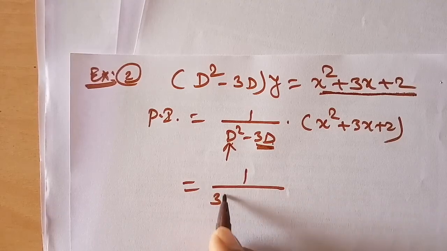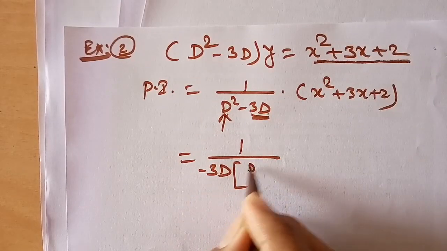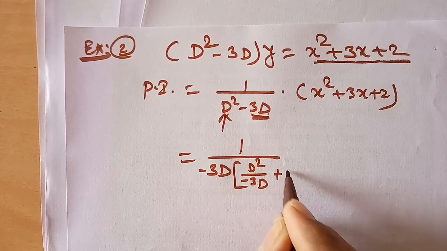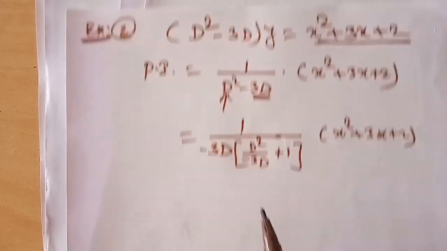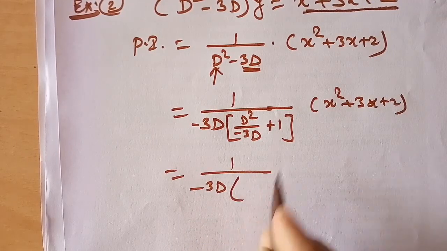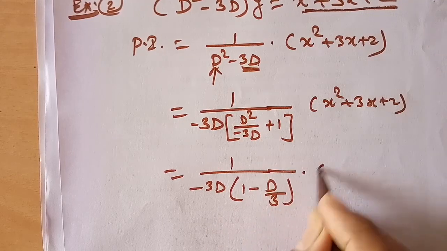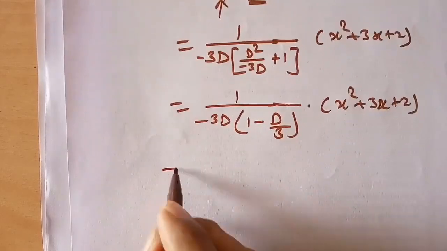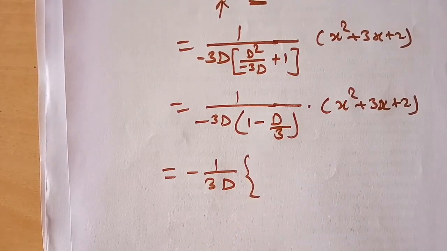1 divided by 3d, moreover I will take minus 3d in the bracket. The remaining term is d square divided by minus 3d, minus minus plus 1, into x square plus 3x plus 2, which is equal to 1 divided by minus 3d into the bracket, I will write here 1 minus d divided by 3, into x square plus 3x plus 2. This is nothing but minus 1 divided by 3d into, I will write here the expansion of this term.